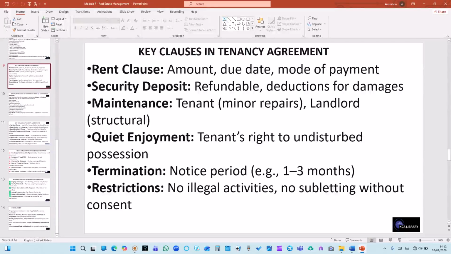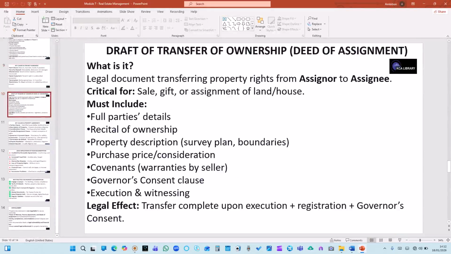So having known that, let us move further by looking into the draft of transfer of ownership, that is the deed of assignment. What is it? A deed of assignment is a legal document transferring property rights from assignor to assignee, which is critical for sales, gifts, or assignment of land and houses.